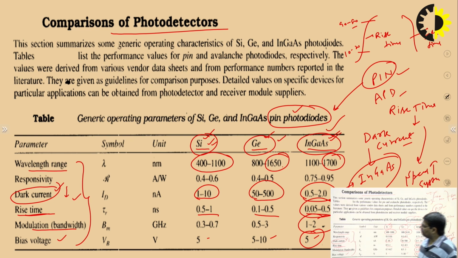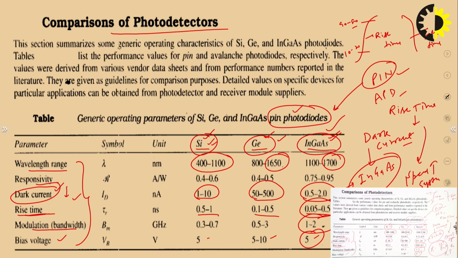Another parameter that can be taken is responsivity. Responsivity is basically R, the output IP divided by what we are applying at the input, P. This is the responsivity of the photodiode, and IP should be maximum even when a small amount of power is applied. So responsivity should be high.